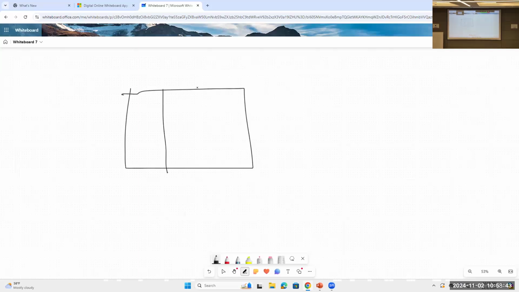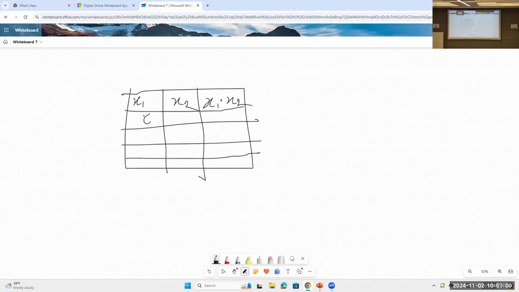let's make the truth table of AND first. Suppose this is x1, this is x2, and the AND output is x1 dot x2. 0 times 0 is equal to 0, 0 times 1 is equal to 0, 1 times 0 is equal to 0, and 1 times 1 is equal to 1. Simply, this is an AND operation. And I am extending the table.